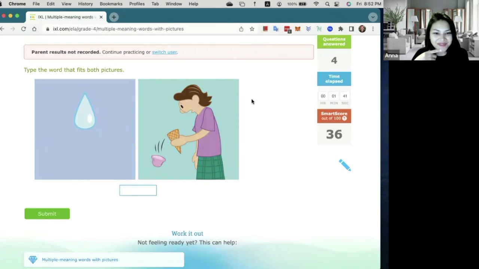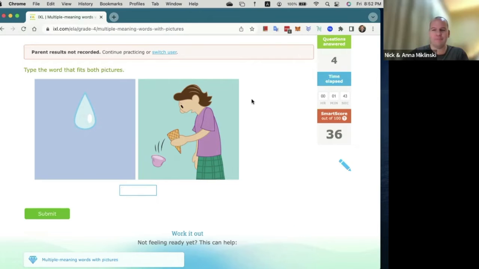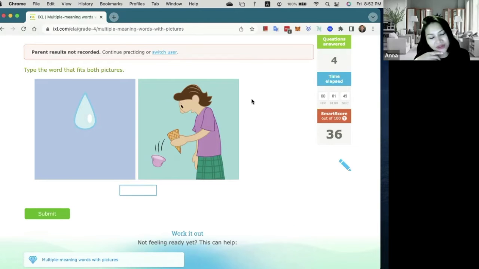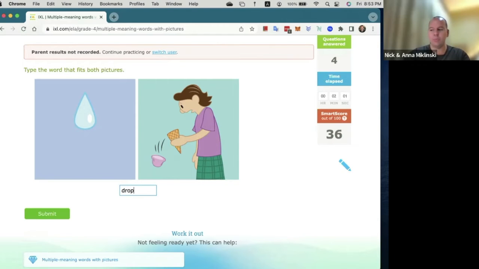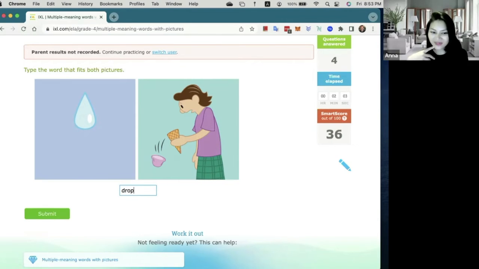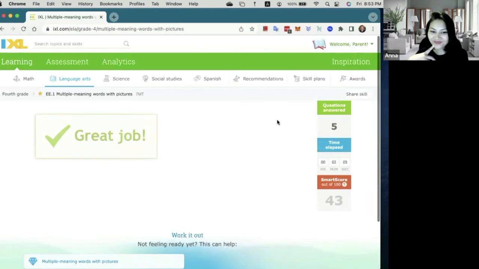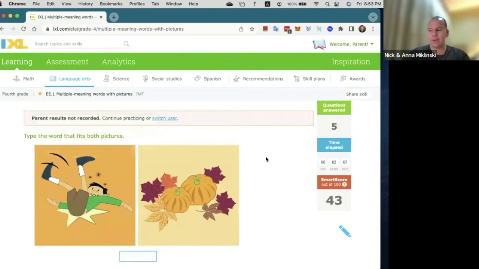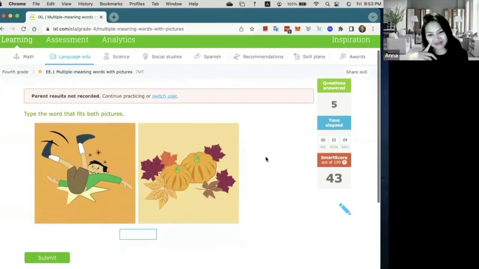What did she do with the ice cream? I think, okay, when you look at the ice cream, you think, oh, I don't even get it yet. But when I look at the water, maybe the water drop. D-R-O-P. Drop. Great. Sounds good. Okay. Moving on.